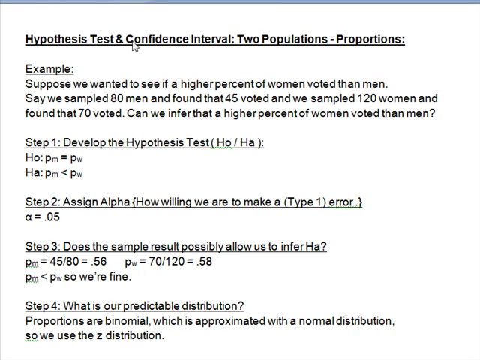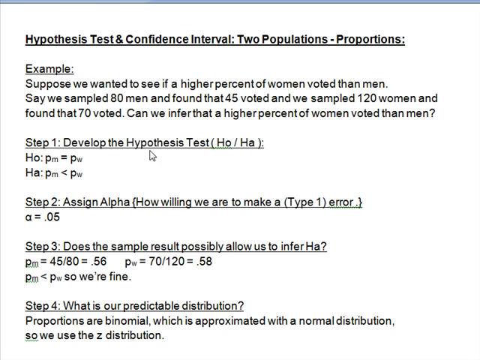Hi class. Another example about hypothesis testing, but this time we'll do two population proportions and we'll also do the confidence interval. Suppose we wanted to see if a higher percent of women voted than men. Say we sampled 80 men and found 45 voted, and we sampled 120 women and 70 voted. Can we infer that a higher percent of women voted than men?